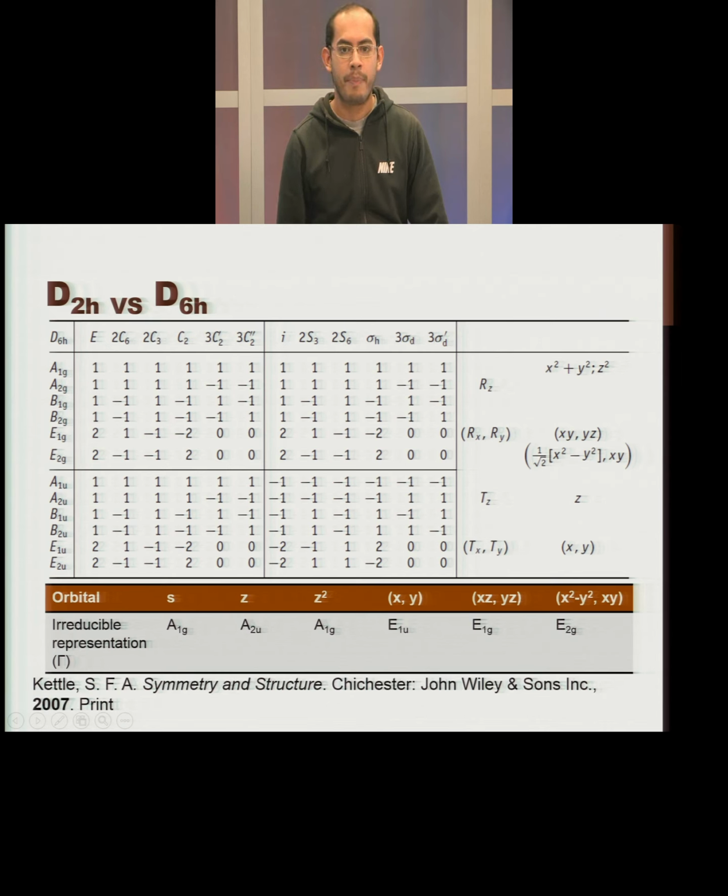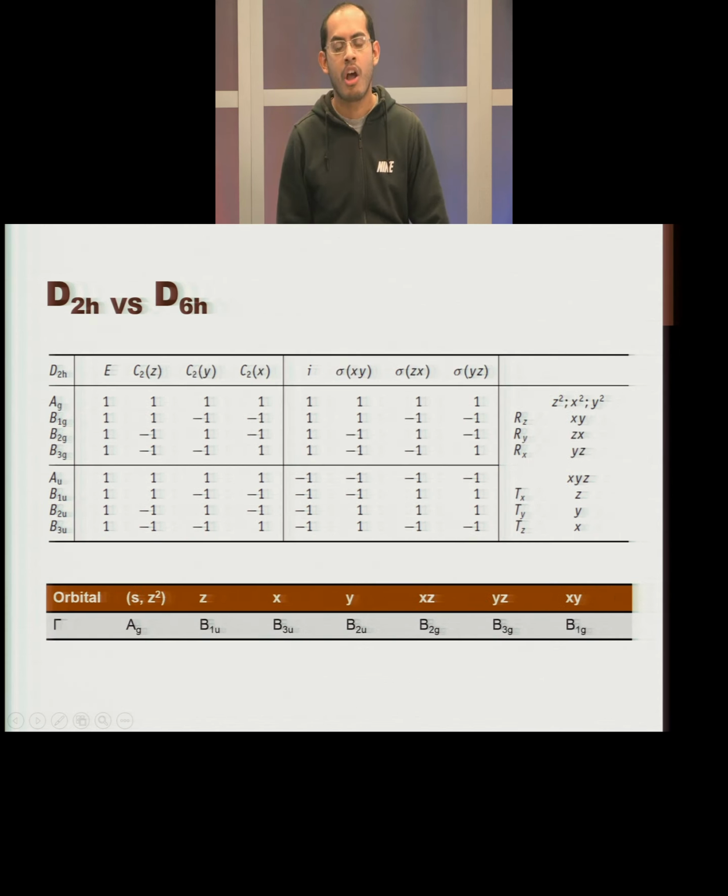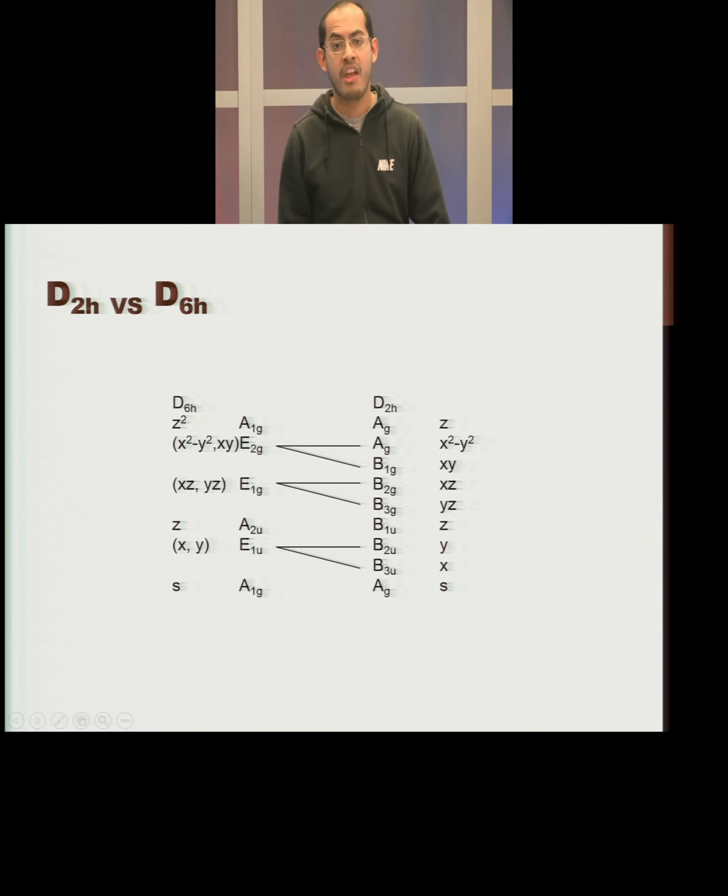The orbitals px and py, dxz and dyz, dx squared minus y squared and dxy transform together and represent three sets of doubly degenerate orbitals. We can do the same inspection with the D2h character table. After finding the irreducible representations that contain the orbitals, we can build a diagram like this one. And we can see what happens to the doubly degenerate orbitals when we lower the symmetry of the molecule.